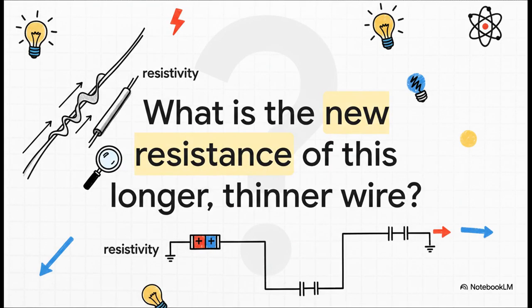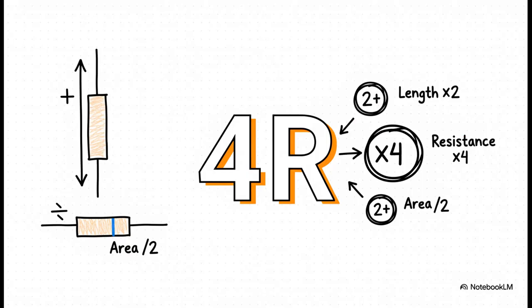So here's the million-dollar question. What is the new resistance of this longer, thinner wire? And don't forget the hint. The material is still the same, so its resistivity hasn't changed one bit. What do you think? The answer is 4R. It becomes 4 times bigger.